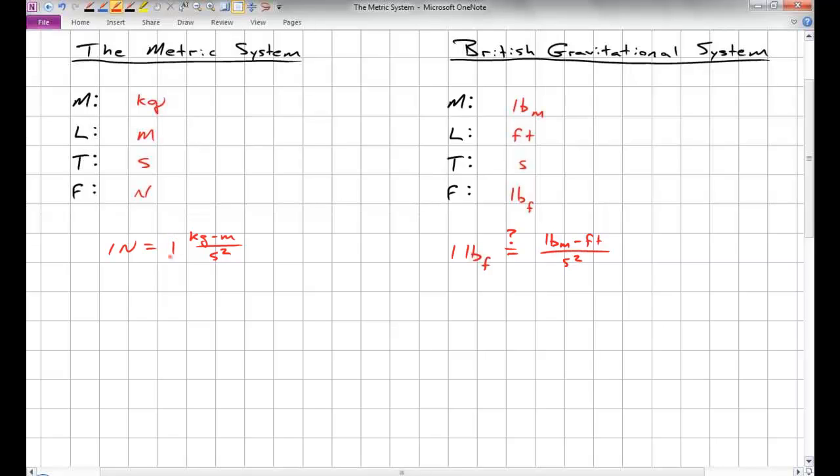And what makes our life tricky, a little bit weird to work with, is the fact that over here in the metric system, 1 Newton is equal to 1 kilogram meter per second squared. However, in this system, 1 pound force is not equal to 1 pound mass foot per second squared. As it turns out, 1 pound force is actually equal to about 32.2 pound mass feet per second squared. So the fact that this isn't 1 makes our life a pain.